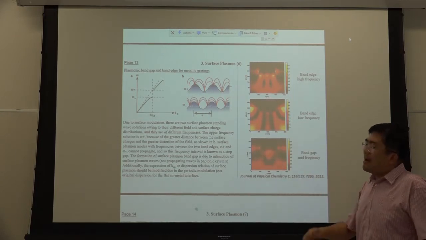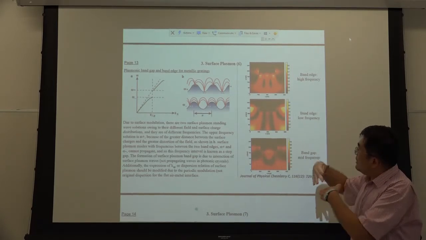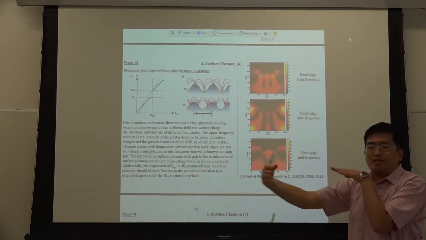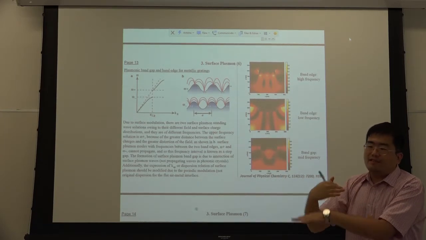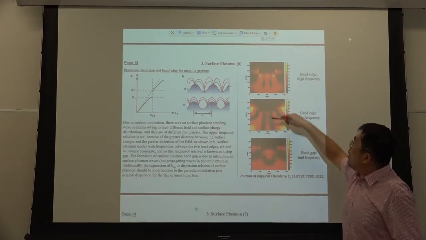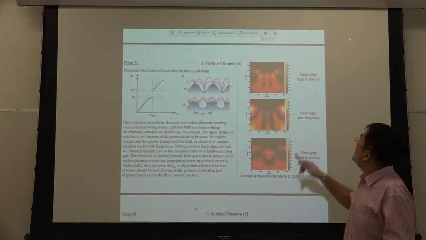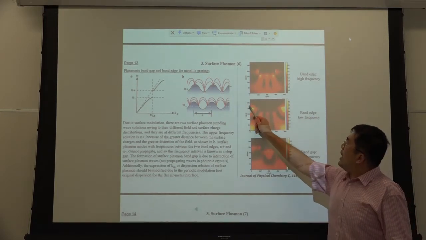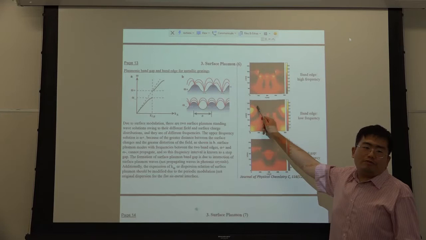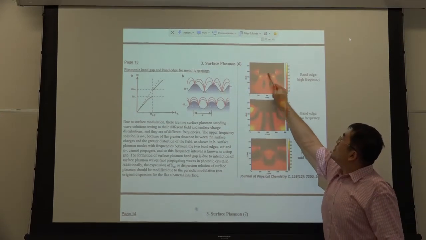In this situation, the band gap is very small. There's no band gap. But at this point, you can see the field intensity is weak because of destructive interference. At the band edge, it is strong. But another thing, you can see the distribution of the field is quite different. At the lower band edge, the field along here is a trough. But at a higher frequency, it's a peak, much stronger.